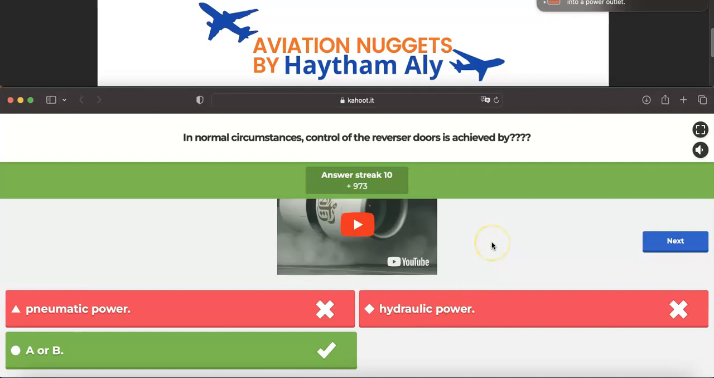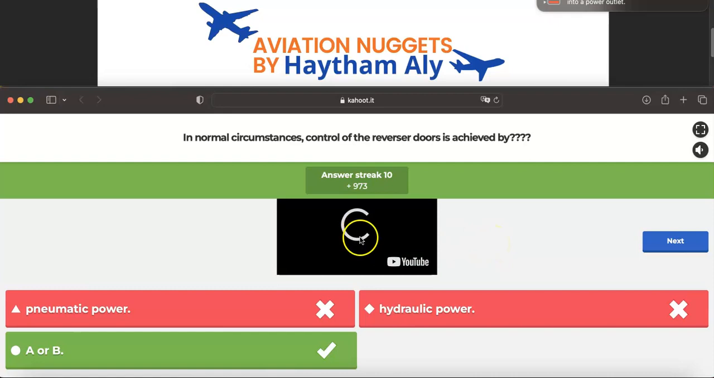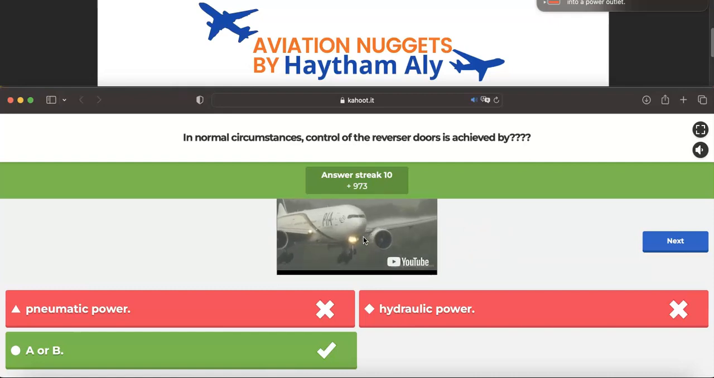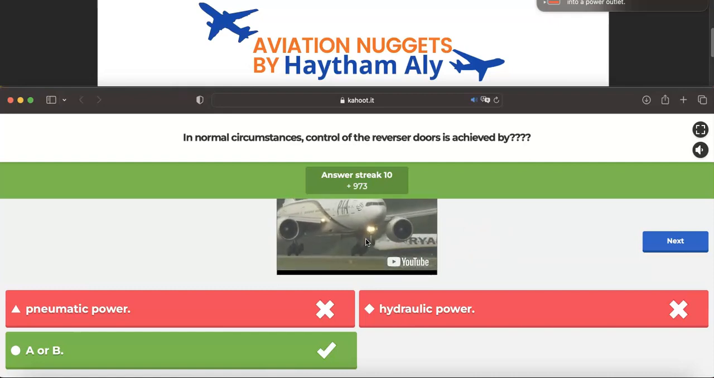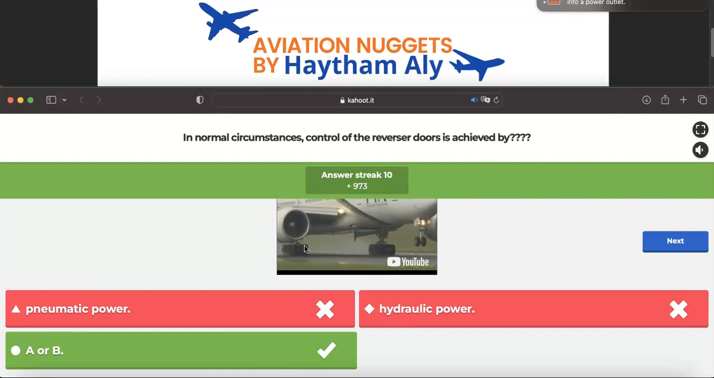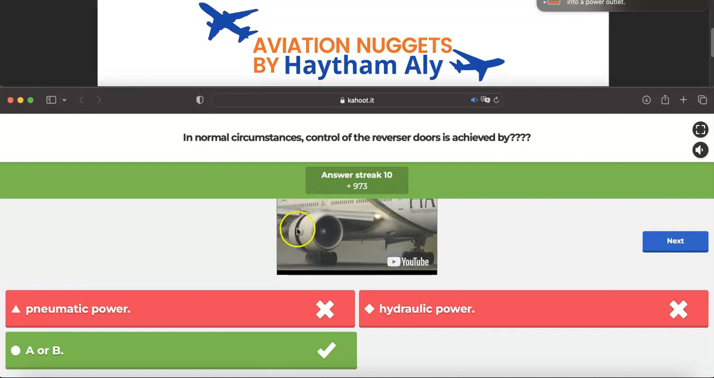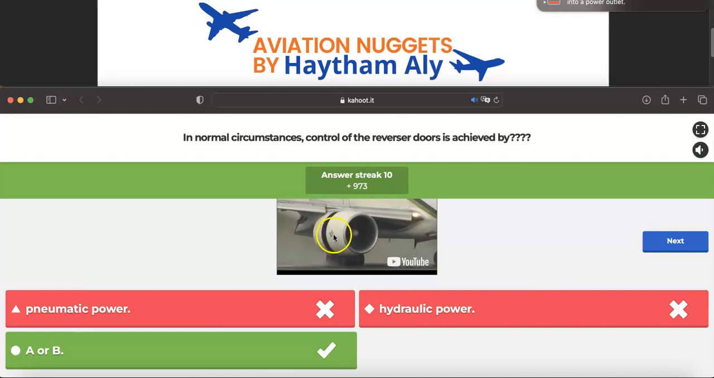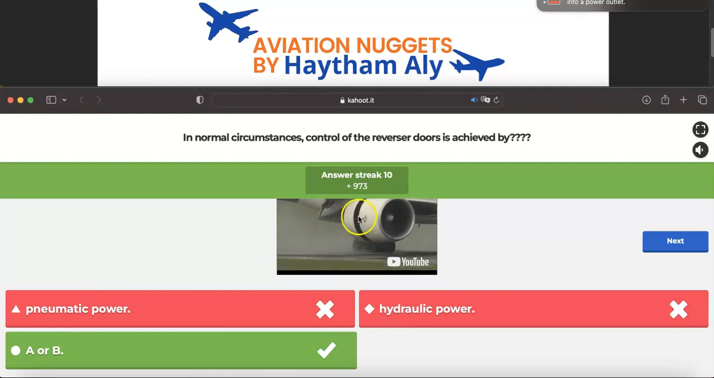Okay, everybody, we can see this video for thrust reverser operation. As you can see here, now the thrust reverser will operate. The translating sleeves are going rearward, allowing the cascade vanes to direct the fan stream into a forward position. So here in this aircraft, the translating sleeves are going rearward by hydraulic power.